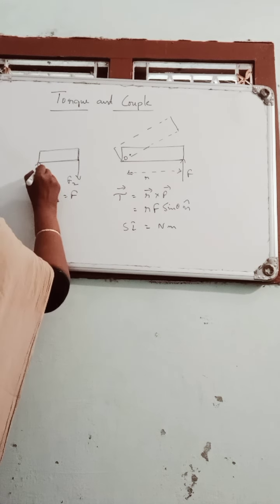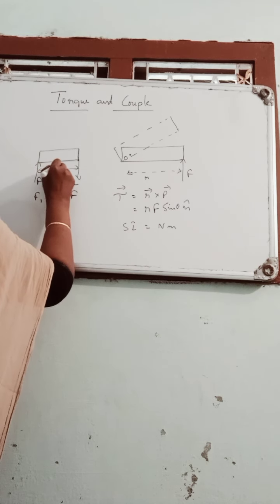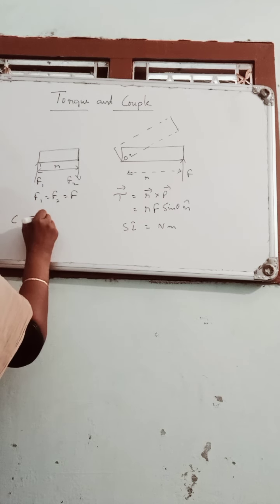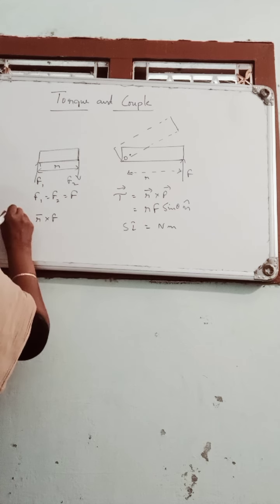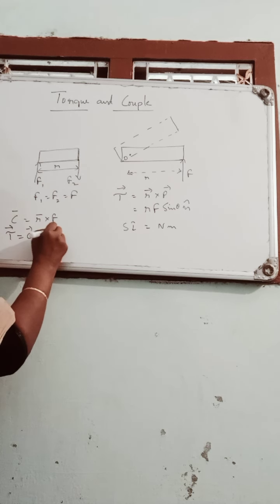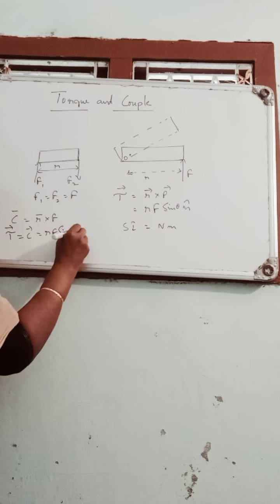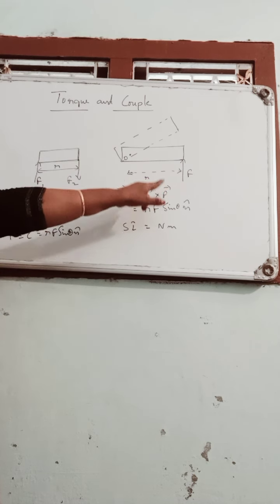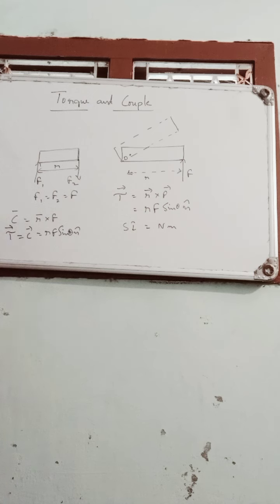The perpendicular distance between these two forces is r. Now, couple C is r cross F. So couple can also be called torque tau. Tau is C, that is r F sin theta n. That's why we can say that numerically both couple and torque are the same, but torque means turning effect due to a single force, whereas here it is the turning effect due to two forces.